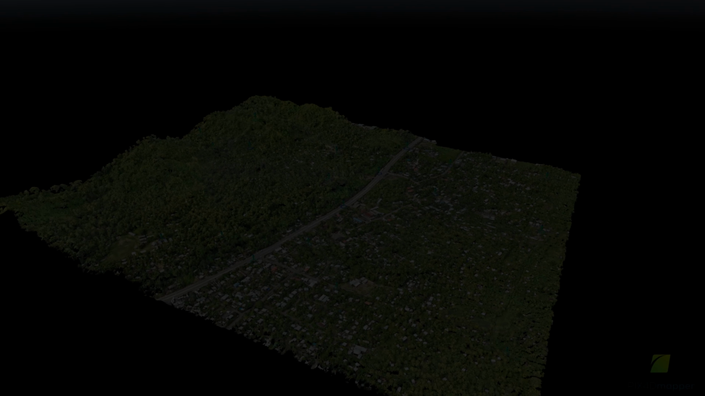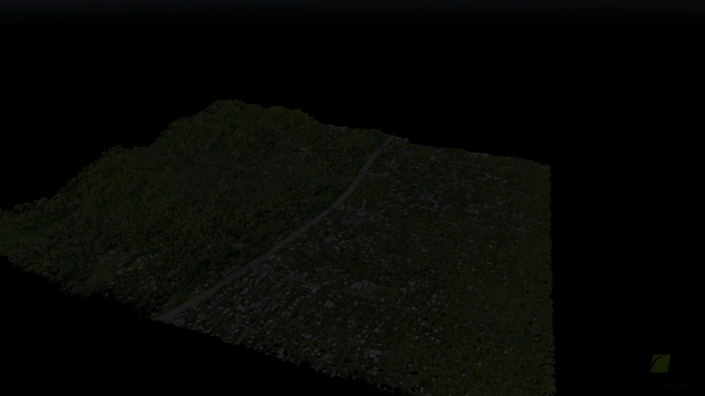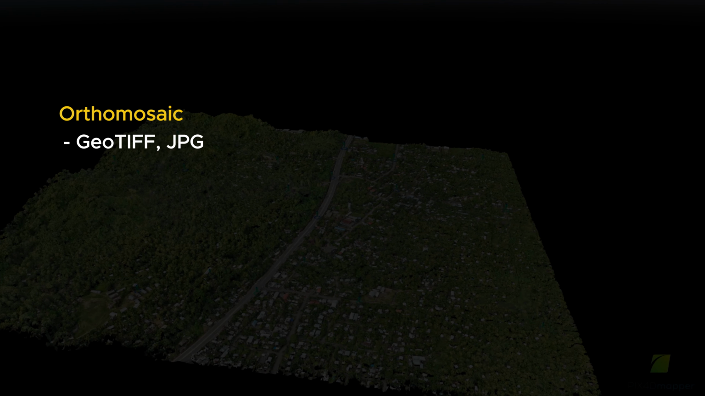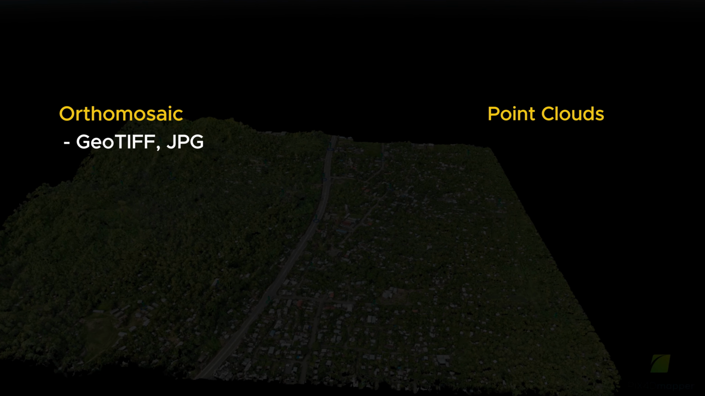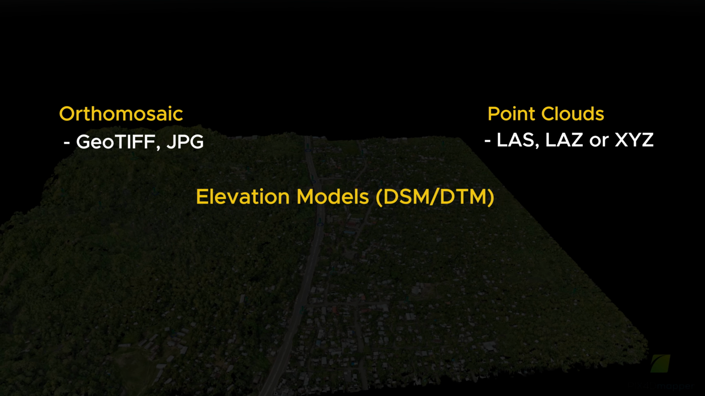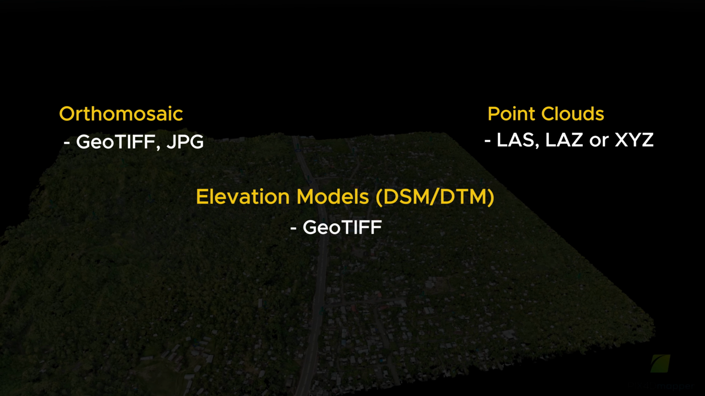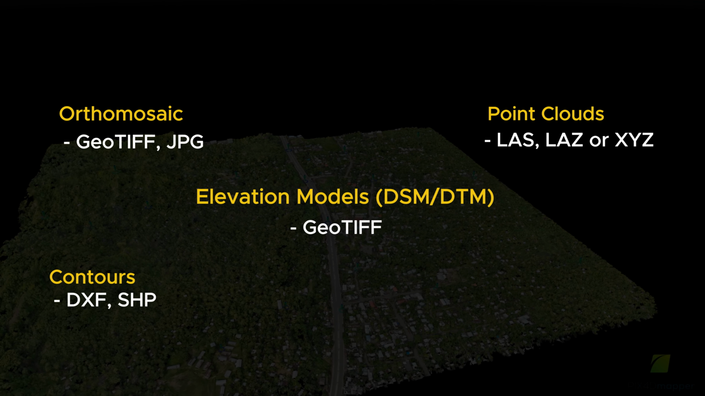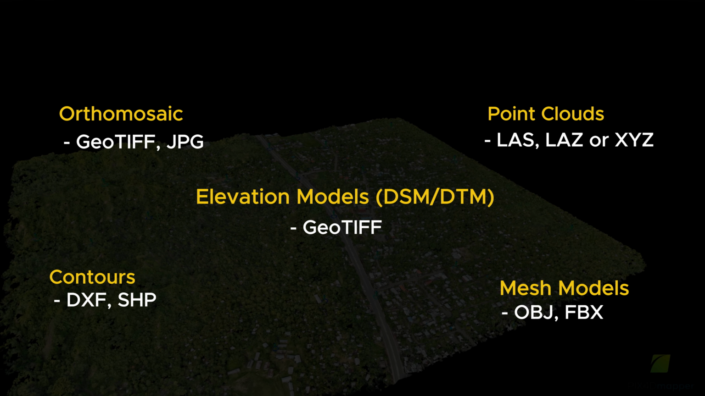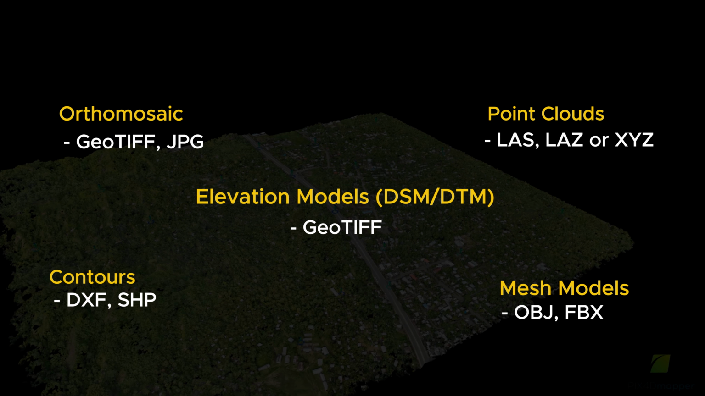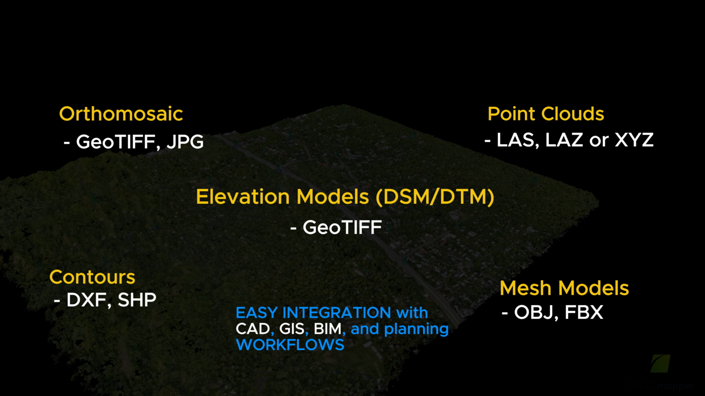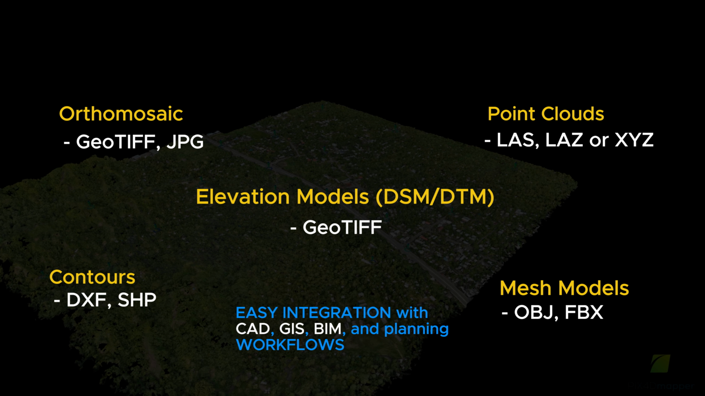All these datasets can be exported in formats that work with common software. Orthomosaics as GeoTIFF or JPG. Point clouds as LAS, LAZ, or XYZ. Elevation models as GeoTIFF. Contours as DXF or SHP. Mesh models as OBJ or FBX. This makes drone survey data easy to integrate into CAD, GIS, BIM, and planning workflows.